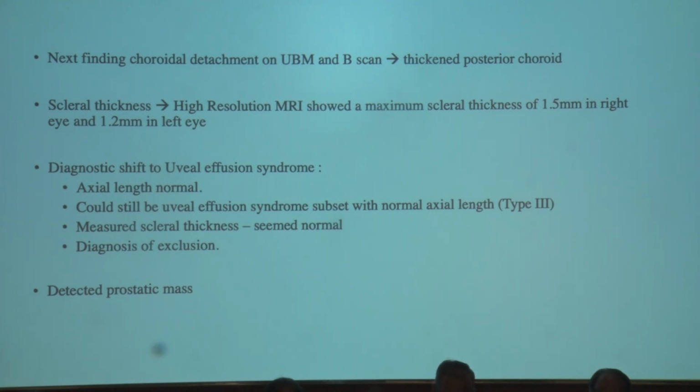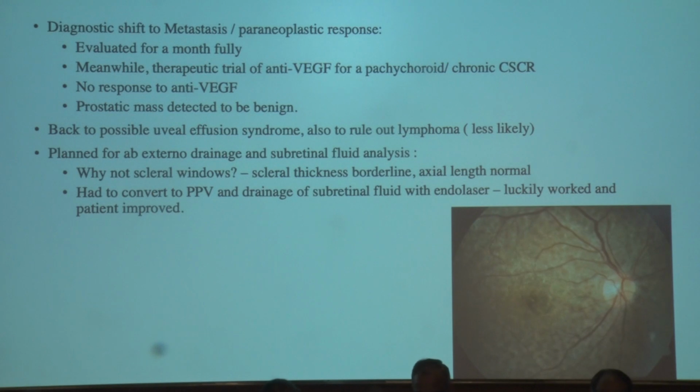Although the axial length was normal, we thought it was probably the type 3 variant of uveal effusion syndrome, where the axial length is normal and the thickness is also within normal limits. But we detected a prostatic mass. So our diagnosis again shifted to a metastasis or a paraneoplastic response, and we evaluated him fully for a month with a battery of investigations.